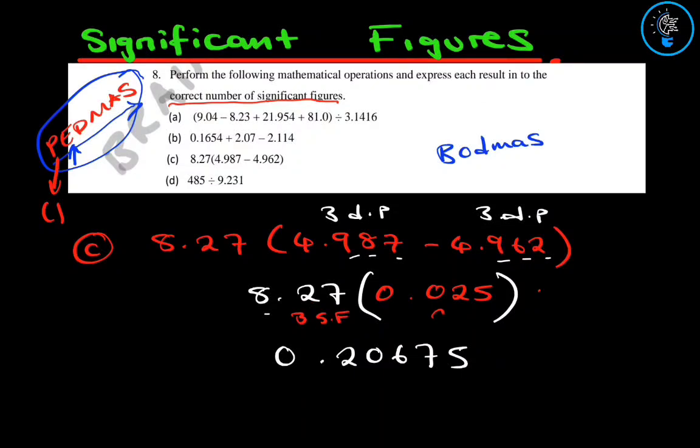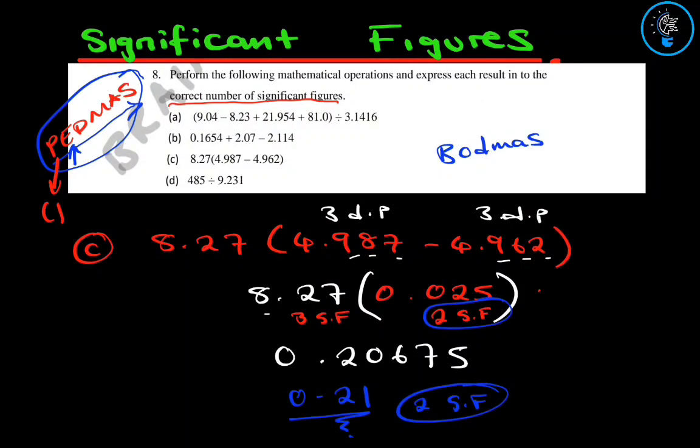And on this other factor, we have 2 significant figures. So our solution must have 2 significant figures. So we're going to say 2 significant figures, it will be 0.21. So this one must be your answer, and the number of significant figures is 2. So that's how you go about a question of this kind.